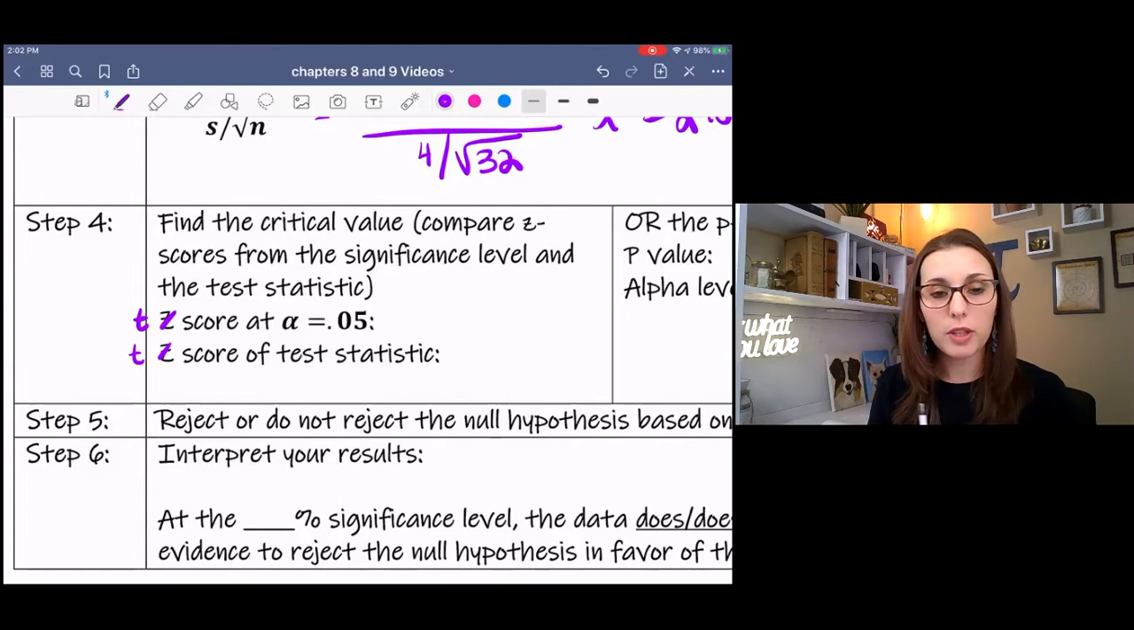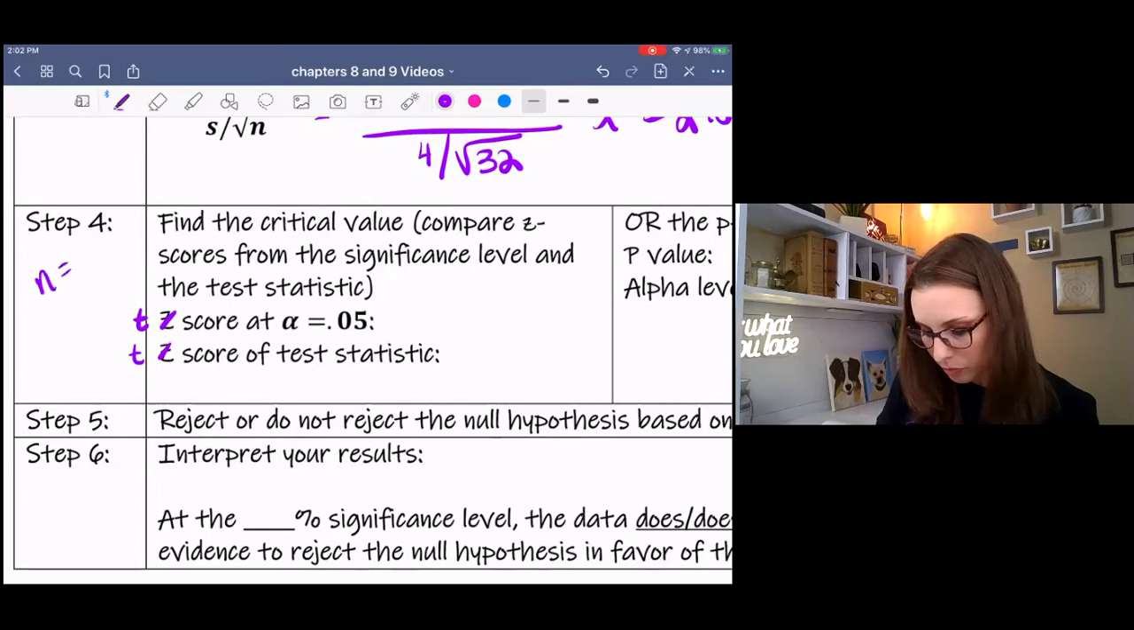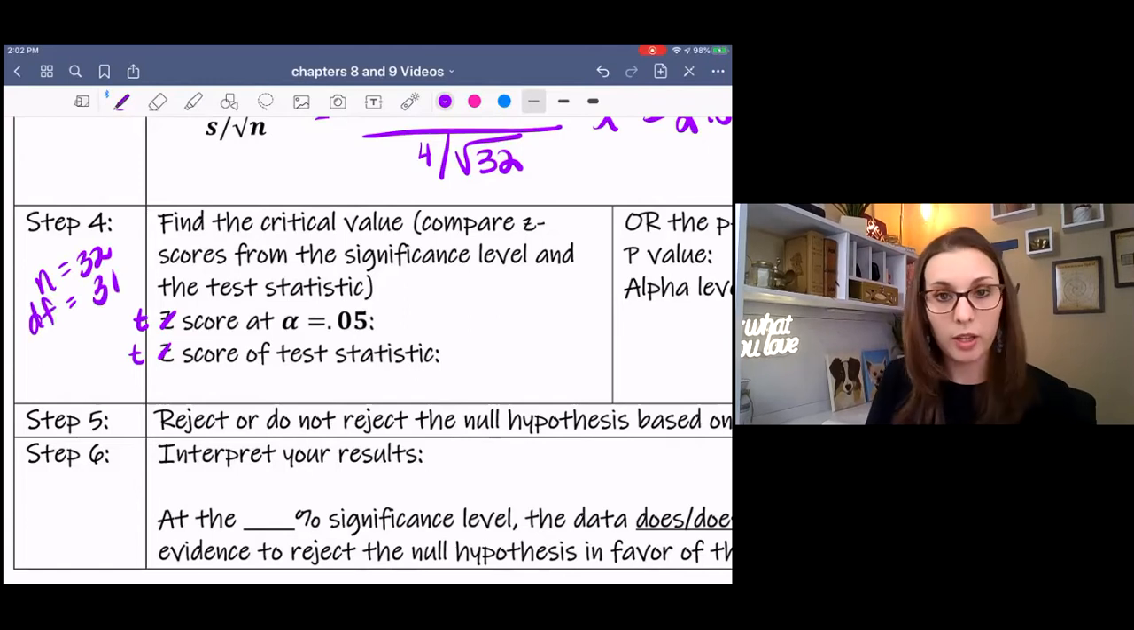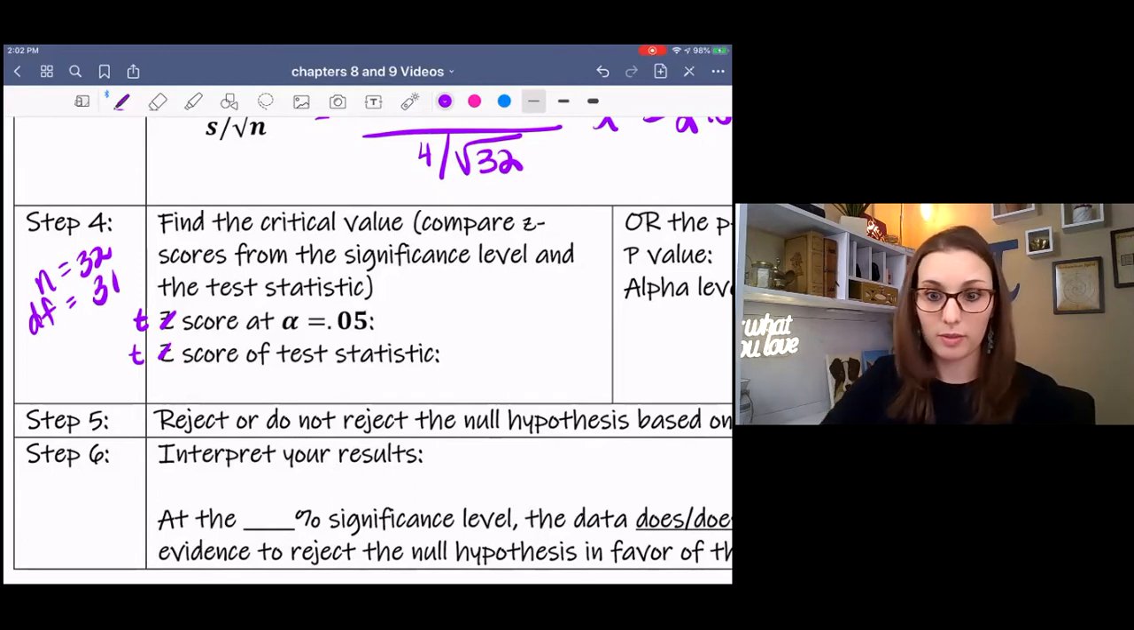So for the t-test, you do have to know the sample size. Sample size, n equals 32, which means that your degrees of freedom is 31. And so if you're using the t table, you have to know that the degrees of freedom is 31. And we also need to know the alpha value. So this is a left-tailed test, so we're going to need the area to the left with 31 degrees of freedom.